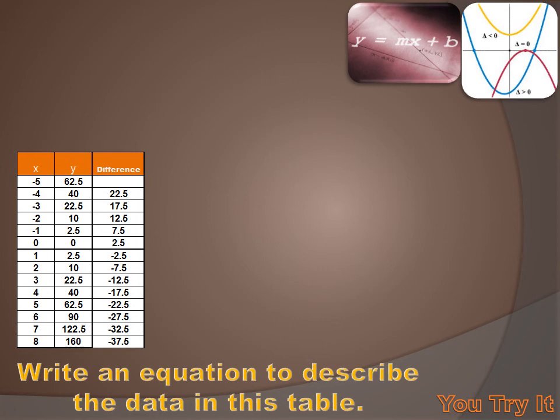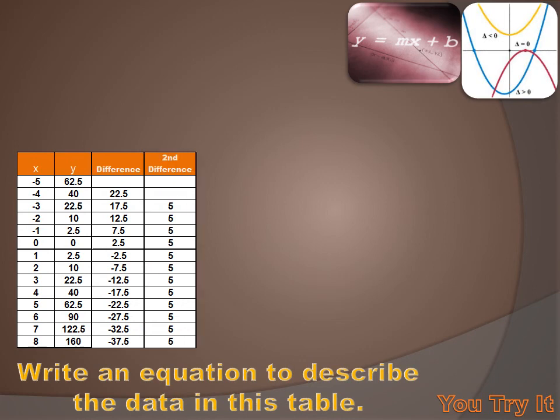Now let's see if it's quadratic. What are our differences as we move down the difference column? When we go from 22.5 to 17.5, that's a difference of 5. 17.5 to 12.5, also a difference of 5. We've got a consistent second level change of 5. So we know this is a quadratic relationship.